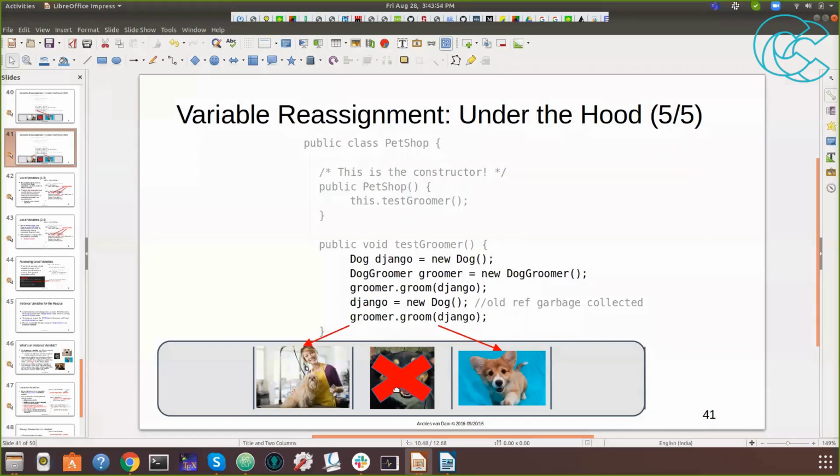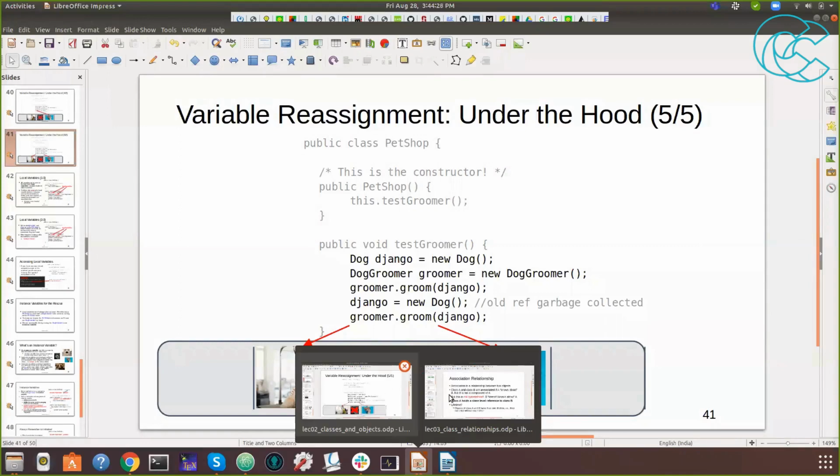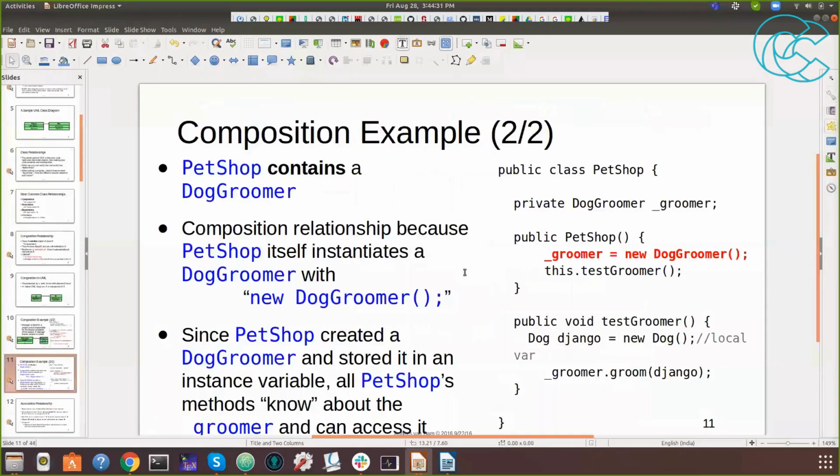Okay, so let me answer the previous question first, and then come to this one. Something is garbage collected only if there are no active references to a particular memory location, right? In this case, you had Django here, which was pointing to this memory location, let's say 1001, and later on Django is now pointing to 1002. If it is sure that there is no other pointer to 1001, only in that case is it garbage collected. So if you go back and take a look at this, right?